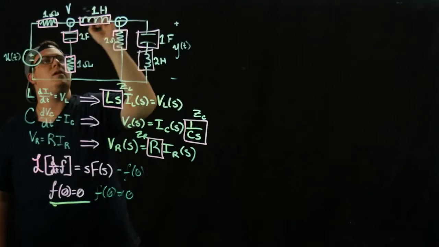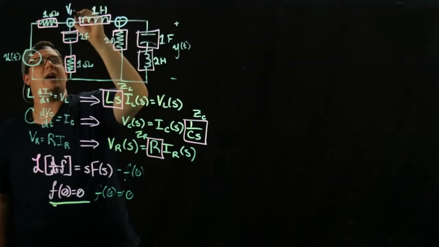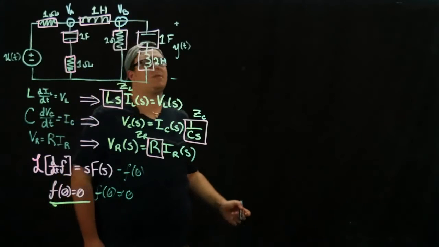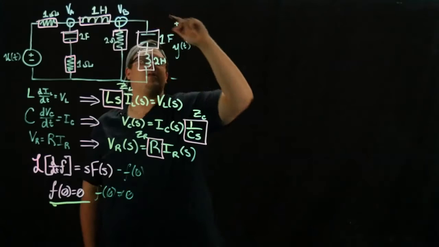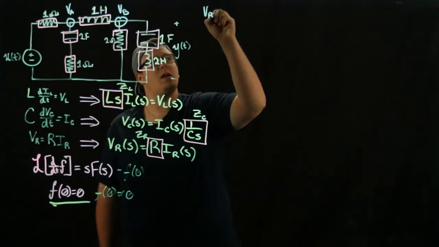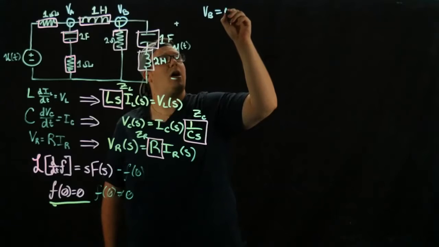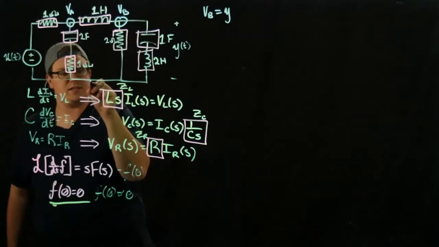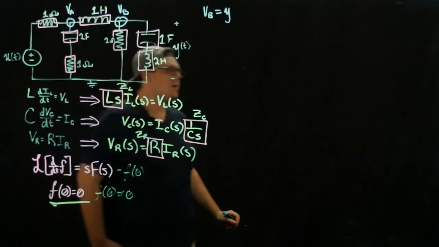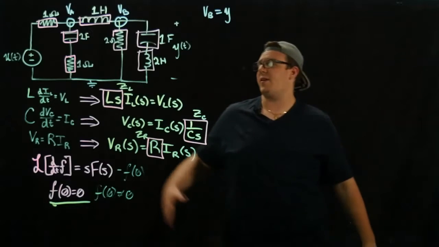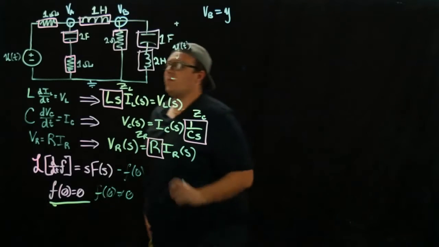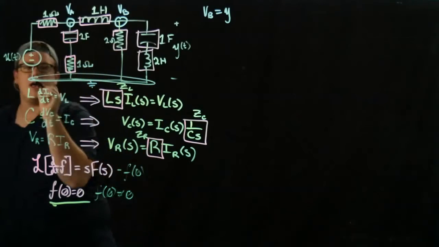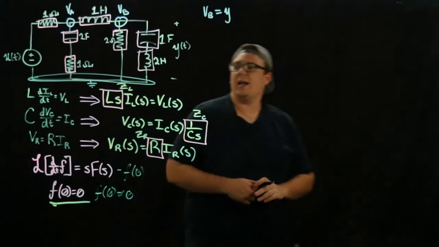We have V, we'll call this VA, and we'll call this VB. And the first thing we're going to realize is that the voltage at B, VB, is equal to our output voltage Y. I should always tell you that when we're doing nodal analysis, I define ground to be the bottom. If this is ground, then the node voltage VB is the exact same as our output voltage Y.